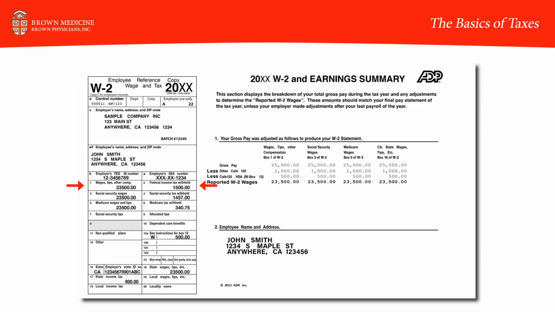Box 2 is basically going to be the federal income tax that you had withheld during the year. And then it's going to also show your Social Security and Medicare wages. So the difference there is, for Social Security, you're going to be taxed on 6.2% of your Social Security income. So that is going to be a tax right off the bat that's going to go to the Social Security system.